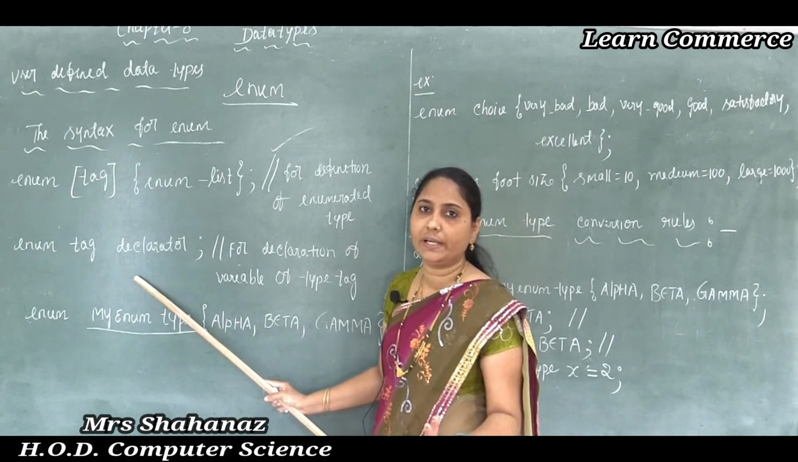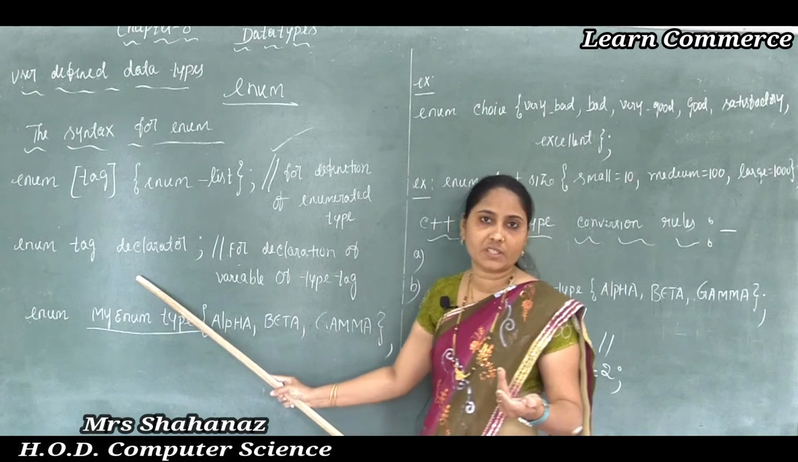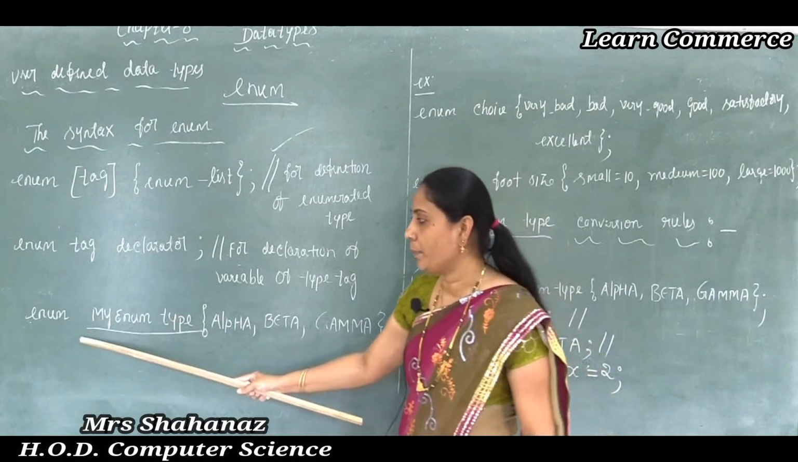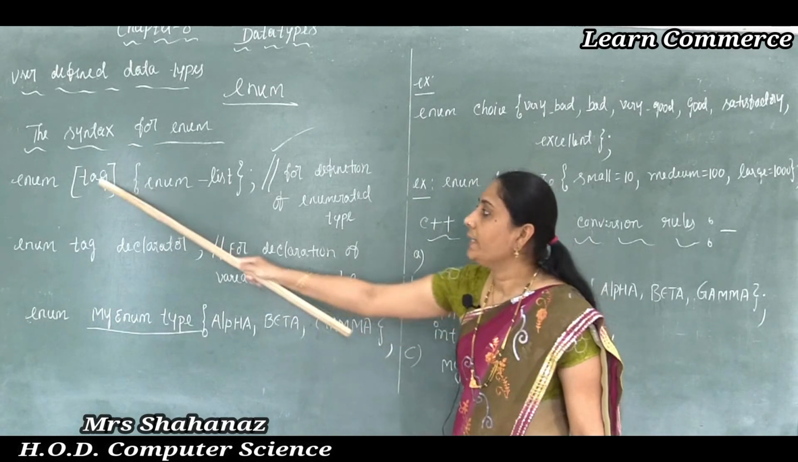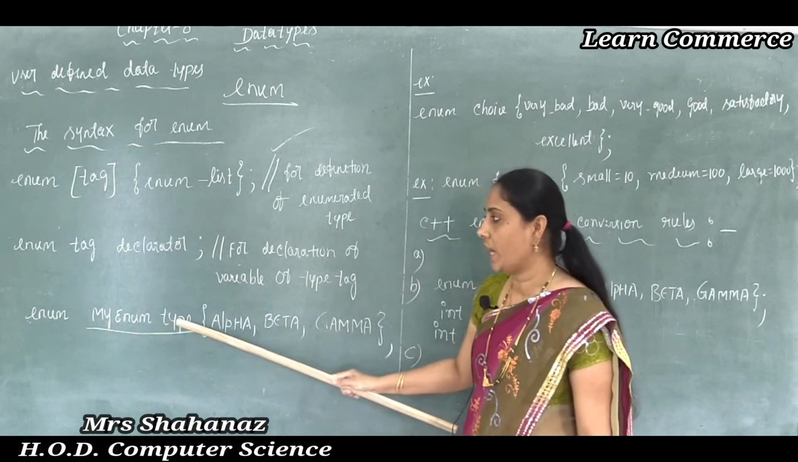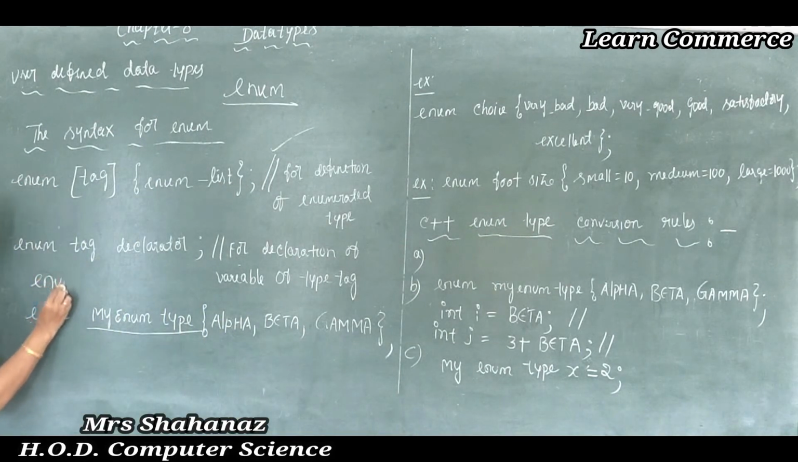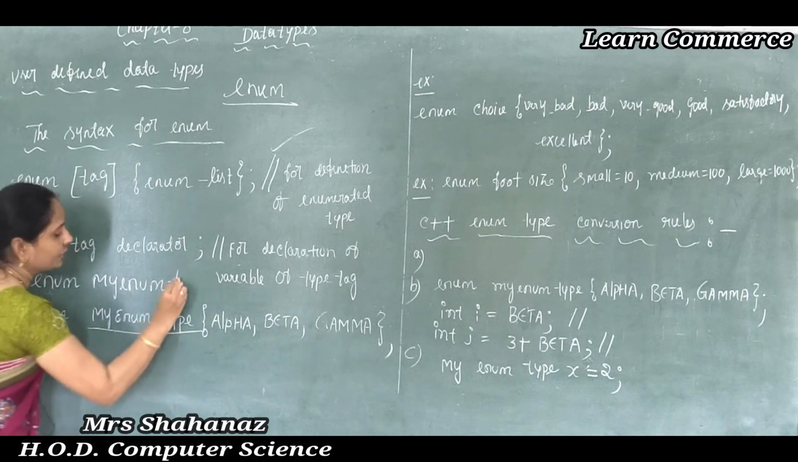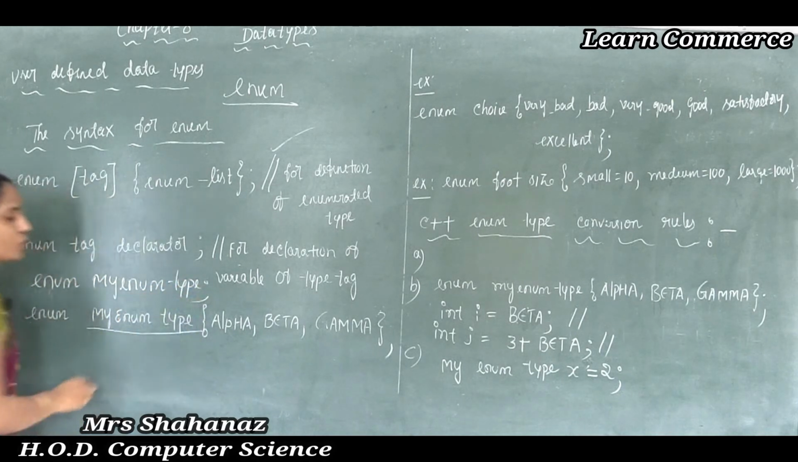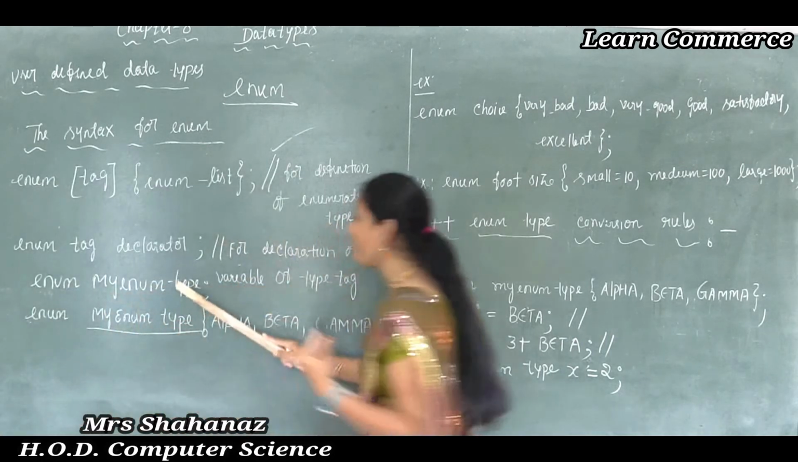That means we already declared the tag. Now after declaring the tag, anytime we can use such a tag here. So such a tag I am using as enum my enum type. The tag name is my enum type here. I already said, correct? So how to write: enum then my enum type. That is called the declaration of the type tag, the declaration of the variable of type tag.